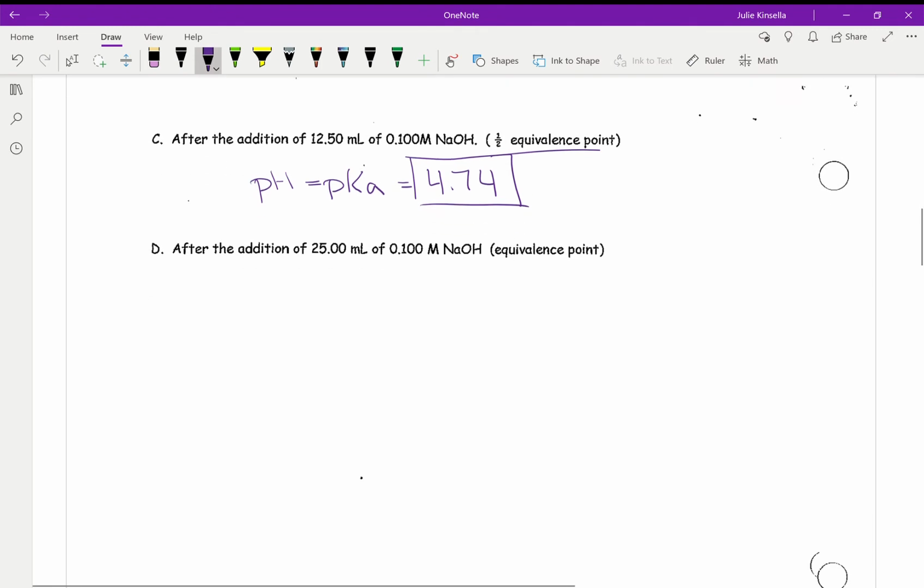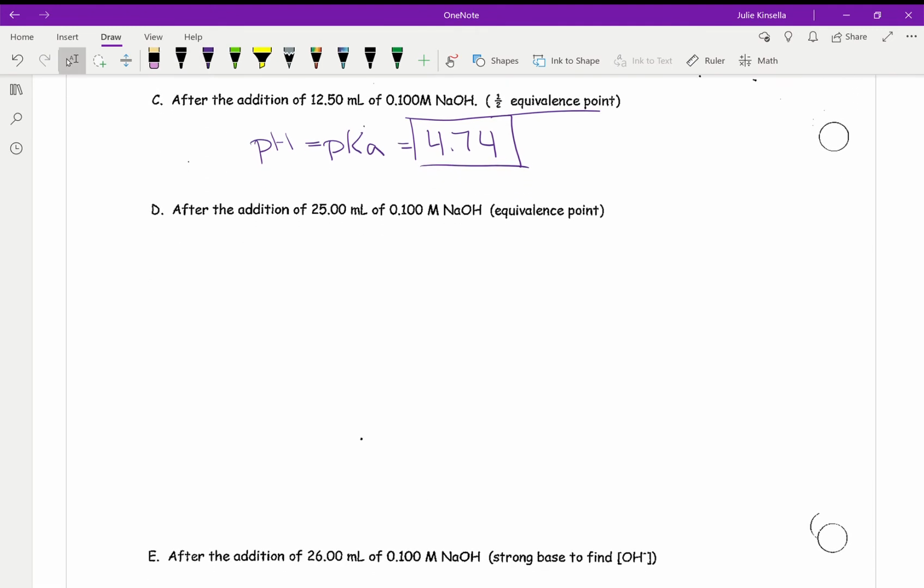All right, moving on then, D is after the addition of 25 milliliters of the 0.1 molar sodium hydroxide. Here we have our equivalence point. So this is going to be my hydrolysis of a salt. Okay, and because this is a weak acid and a strong base, I would expect to have a basic salt, which means my pH should be greater than 7.